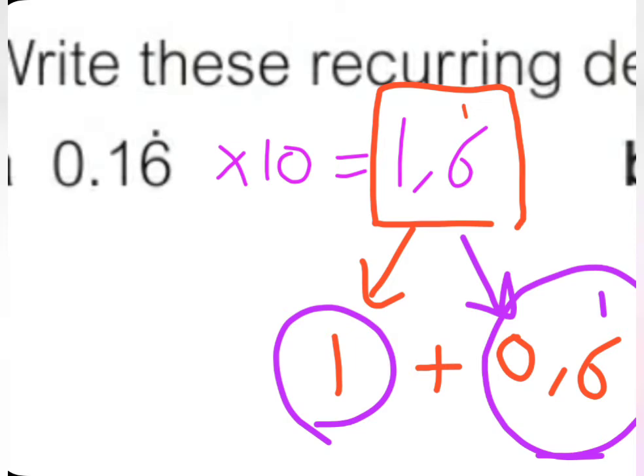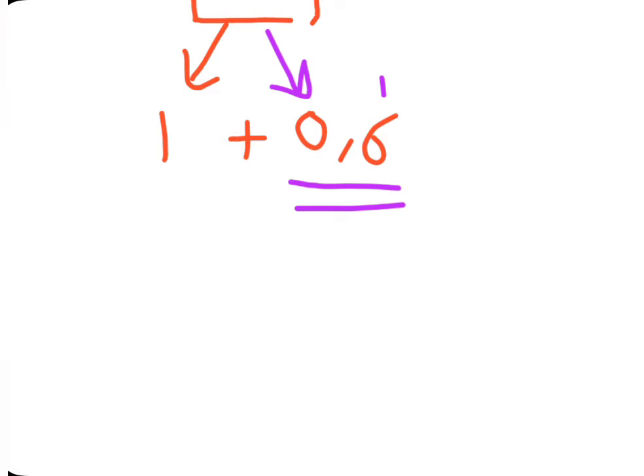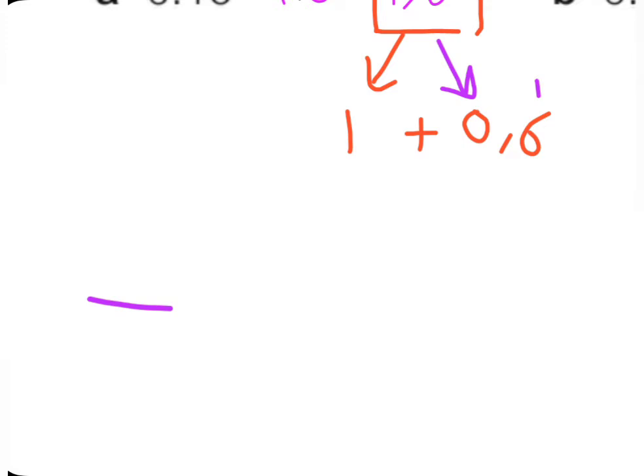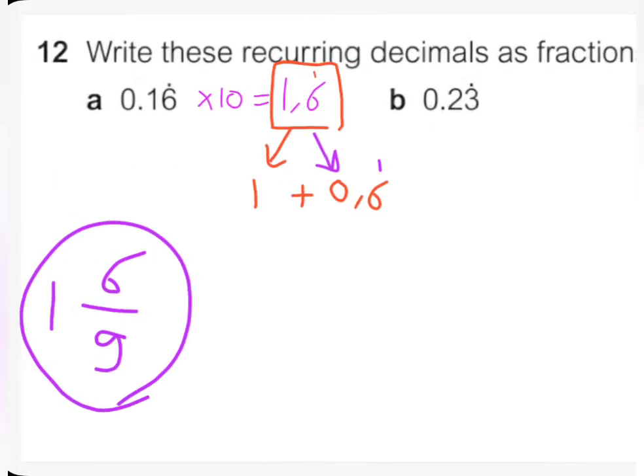Now, let me do this step for you. Let's find the fraction of this recurring decimal. As we said, you put a fraction like this, with a 9 on the bottom, and then you take the 6 and put it on top. And then we put the 1 next to it. Now this is the mixed number of this recurring decimal, but not the original one. So we have to divide by 10, do the opposite of this step, to get the original.